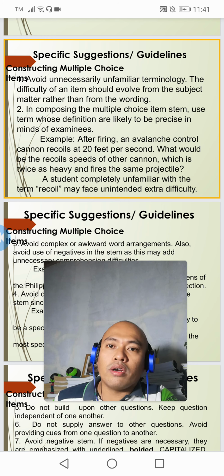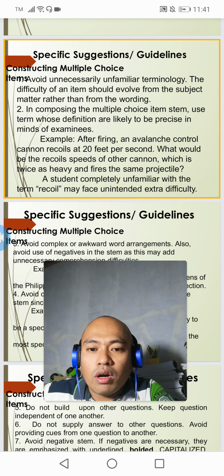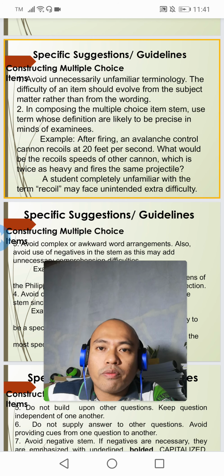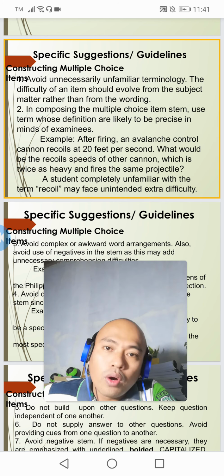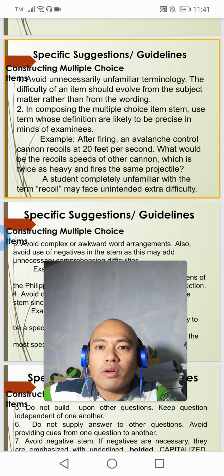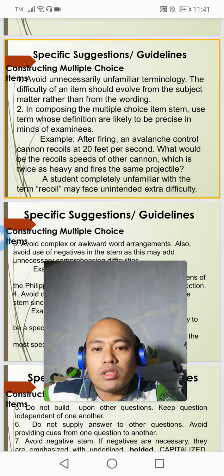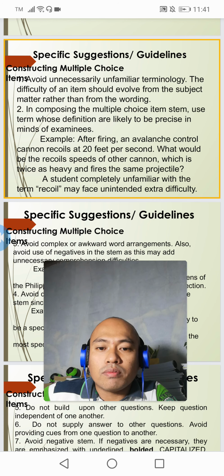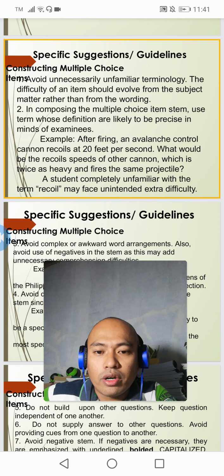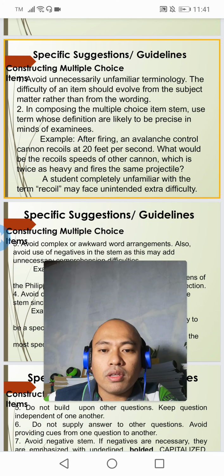Okay, so here are now the specific suggestions when we are constructing a multiple choice type of test. First, we need to avoid unnecessary unfamiliar terminology. The difficulty of an item should evolve from the subject matter rather than from the wordings. Because this may cause difficulty on the part of the learner, and if that will be the case, it will lessen the reliability of that particular item.